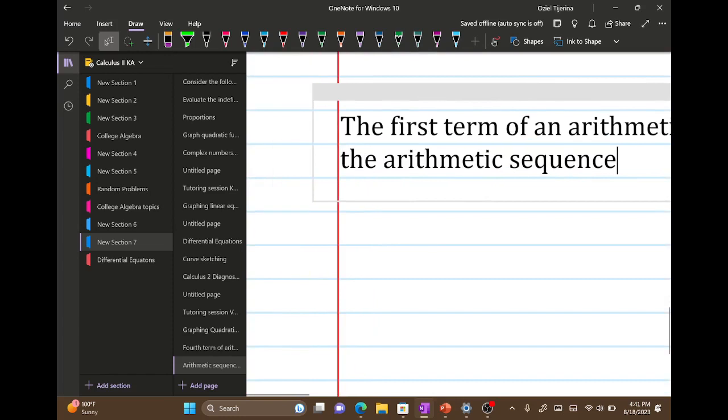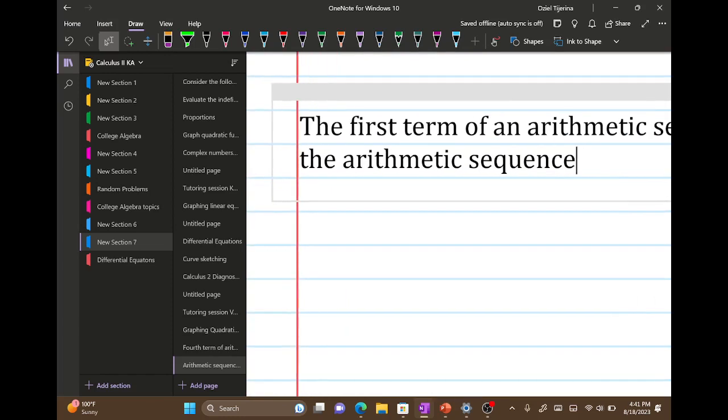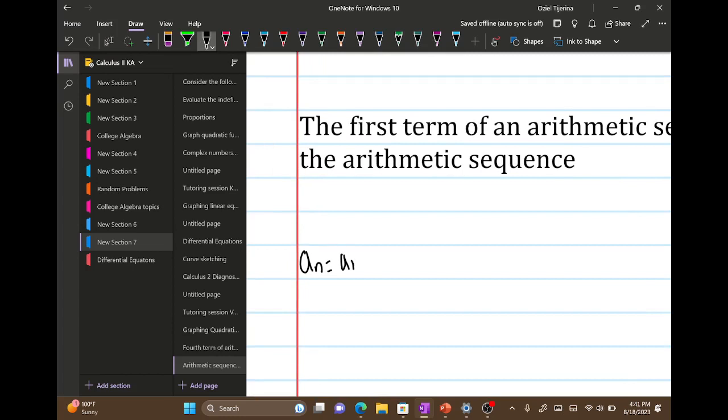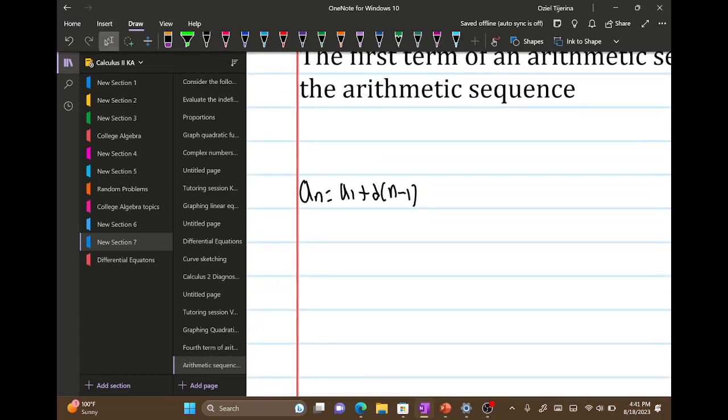So we have two things here. And like I said, we're going to go ahead and rewrite the formula. A sub n equals a sub 1 plus d times n minus 1. Sometimes you'll see it as a sub n equals a sub 1 plus parentheses n minus 1 times d. I don't like using that notation because it confuses a lot of people. I like to write it this way better.